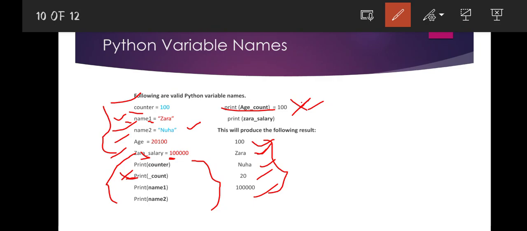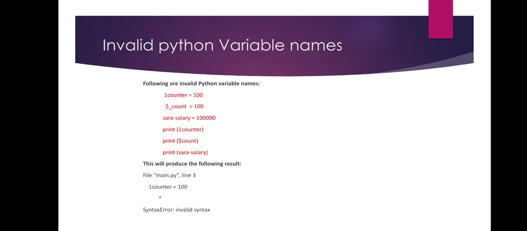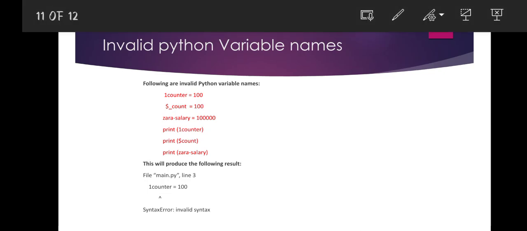So this is about how we create Python variable names, how we name variables, and some of the rules to create variable names. And these are the valid Python variable names, and now we will see invalid Python variable names. Here I mentioned some of the invalid Python variable names.